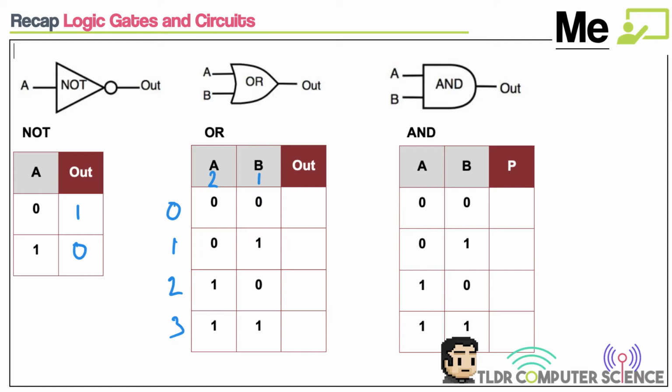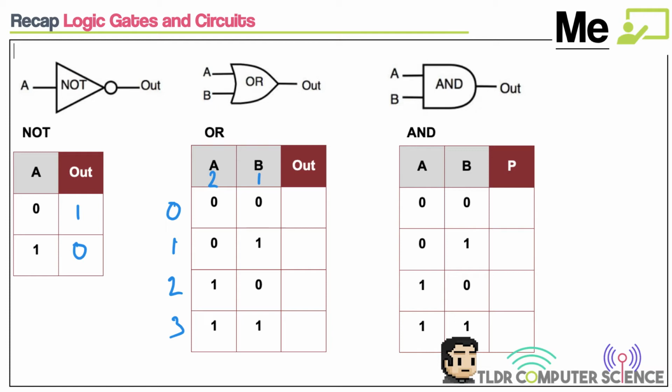Sometimes you have logical circuits with 3 inputs. And what you should do then, for all the combinations, is count 0, 1, 2, 3, 4, 5, 6, 7. All right, anyway. With an OR gate, if you have an input of 0 and 0, what's the output going to be?